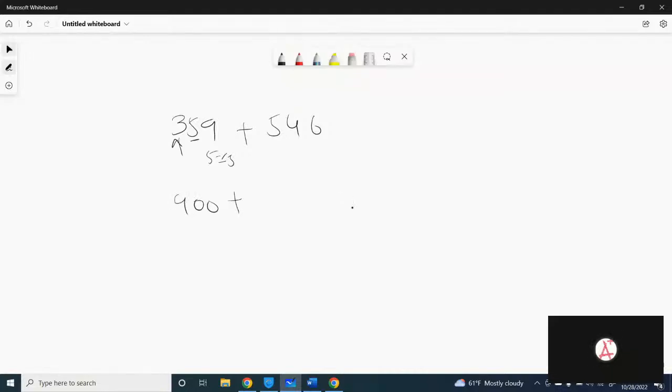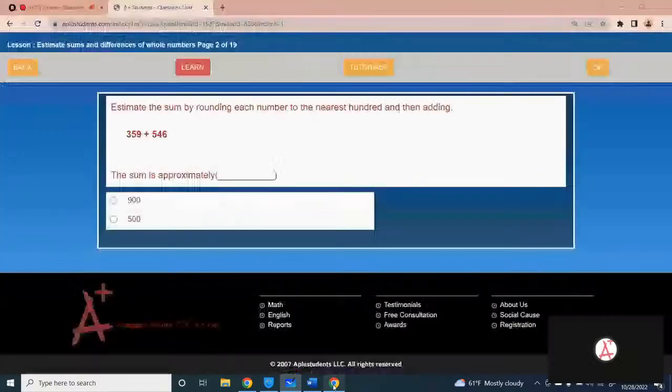Got it? And 546, the digit that is right after 100 is 4. 4 is not equal to 6. 4 is less than 6, so you have to round off to the same 100. So it would be 400 plus 500 and the answer is 900. Got it? So just select the correct option. 500 plus 400 is 900. So the correct option is 900. Just select the correct option and then click on the OK button.